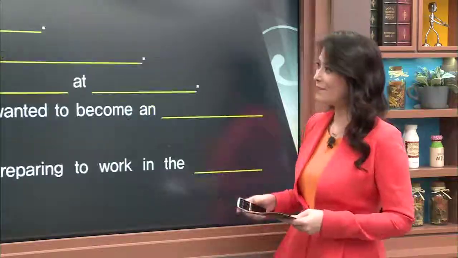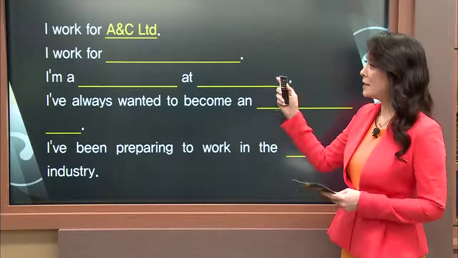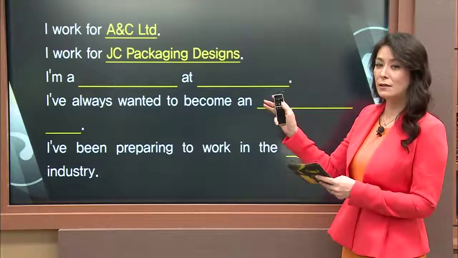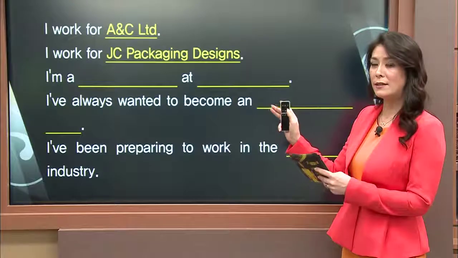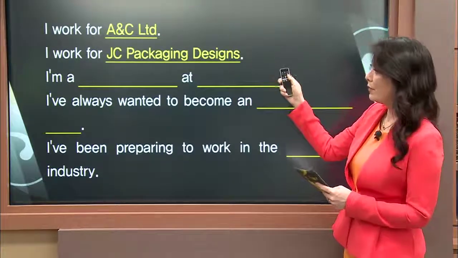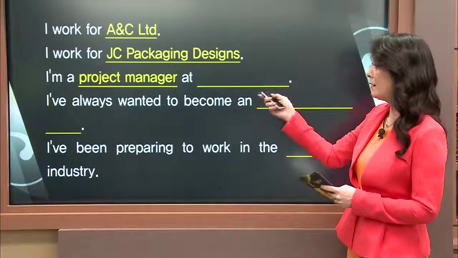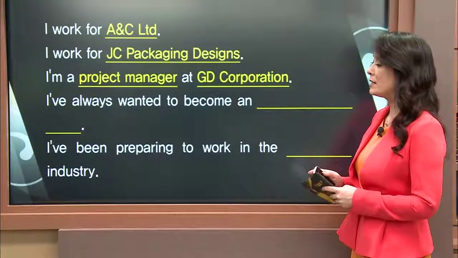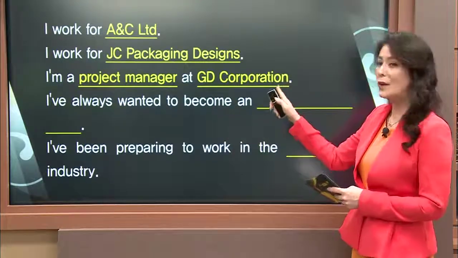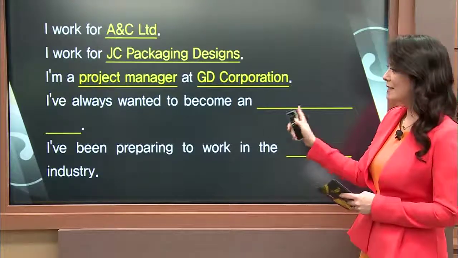Here we go. I work for certain company, ANC Limited. I work for company 말해주면 되겠죠? 자, 어디에서 근무를 합니다. 어디에서 일을 합니다. 어떤 회사에서 일합니다. 굉장히 좀 쉬운 표현들이에요. 혹은 I'm a project manager. 어디에서요? At GD Corporation. 자, 어떤 일을 하는지 직책을 말하고요. 그 다음에 어디, 회사 이름을 말해주면 되겠죠? 다들 아시는 패턴이죠? Let's move on to this one.